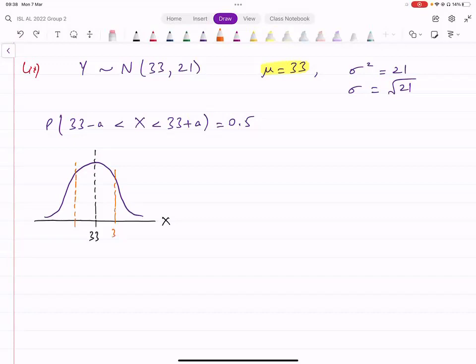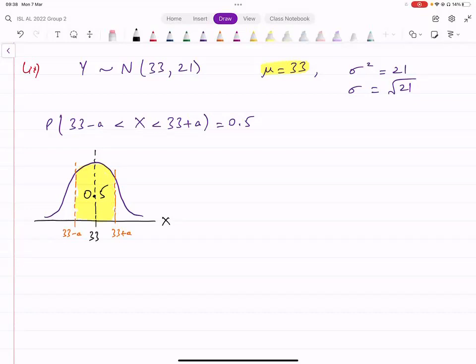We are looking for this region: 33 plus a on the right side, and the same distance on the left side, 33 minus a. We are looking for this region. This region is given to be 0.5. This region is given to be 0.5. Okay?